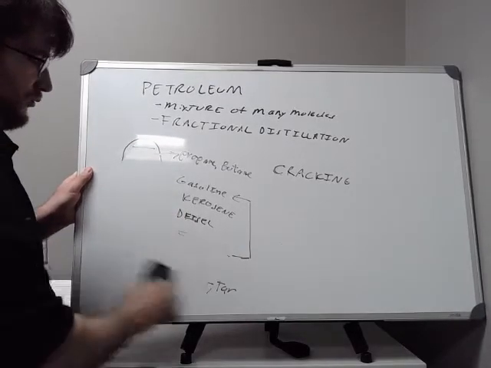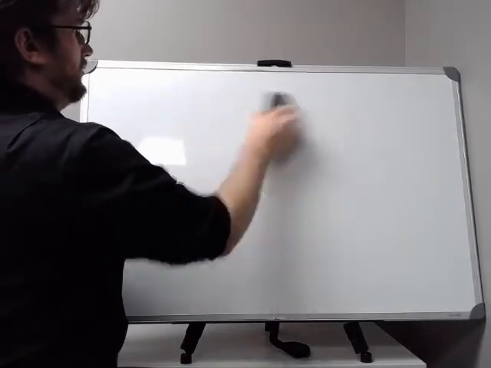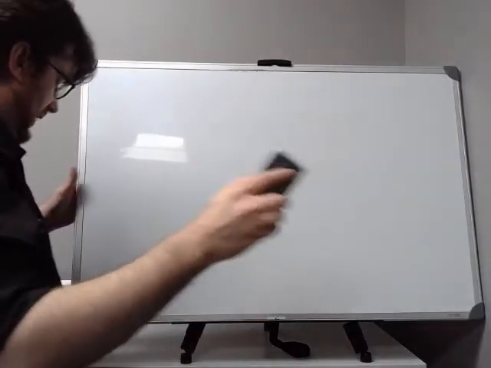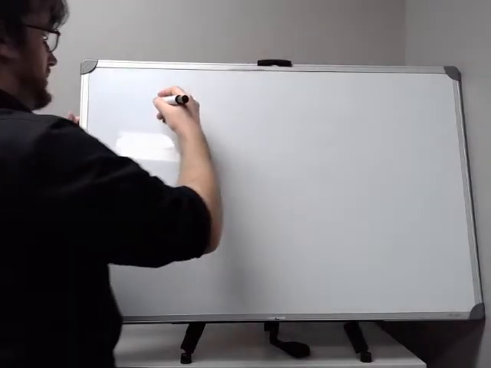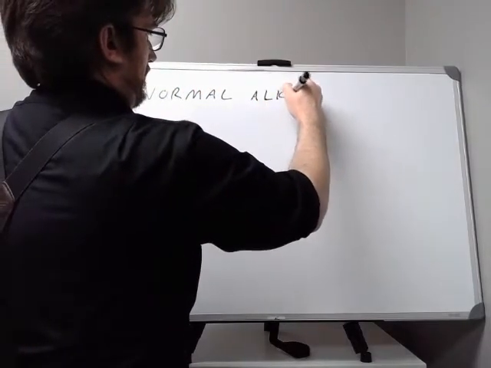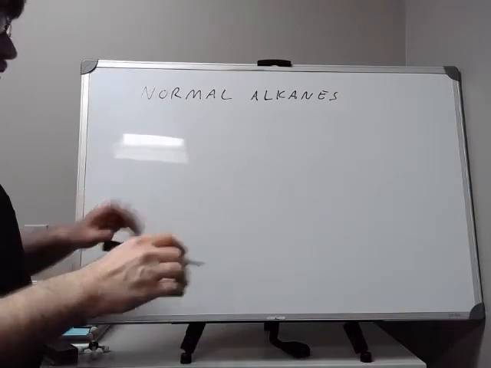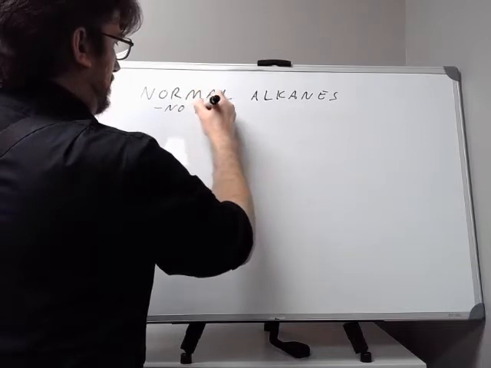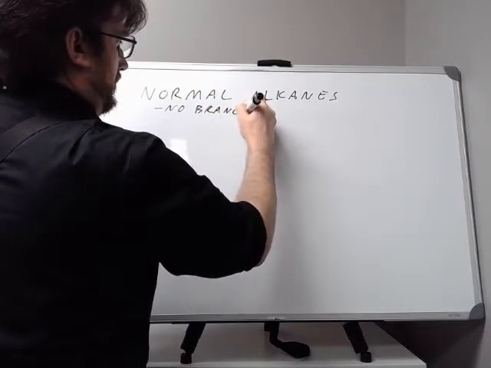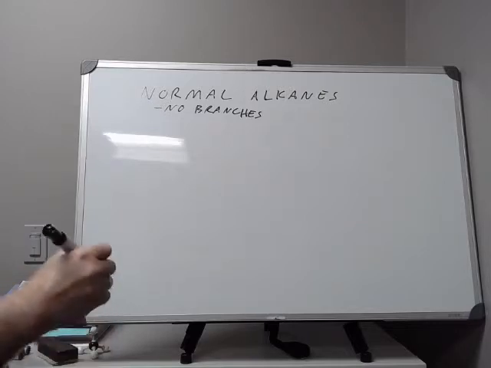Anyway, now that we've gone over some properties of alkanes and where alkanes come from, we should discuss how alkanes are named. When it comes to naming straight chain, or what we call normal alkanes, it's fairly easy. The normal alkanes, because they have no branches, are named entirely based on the number of carbon atoms in the alkane.